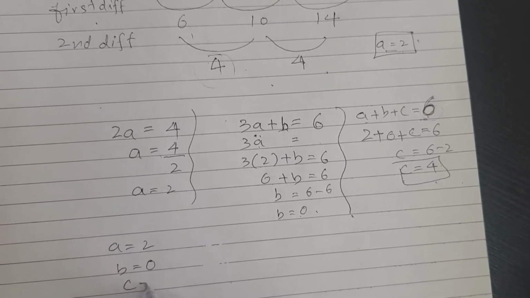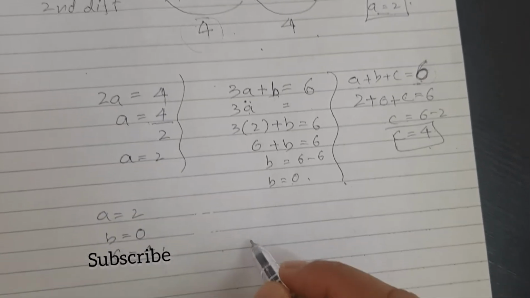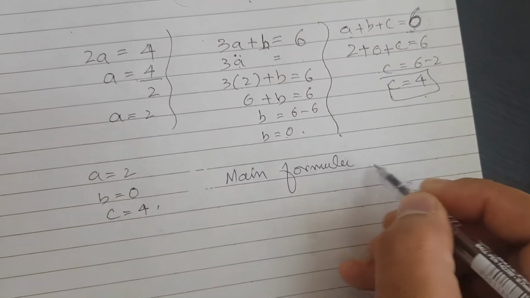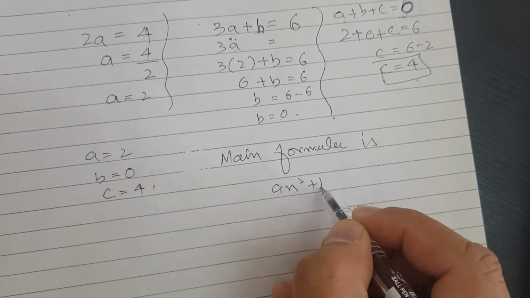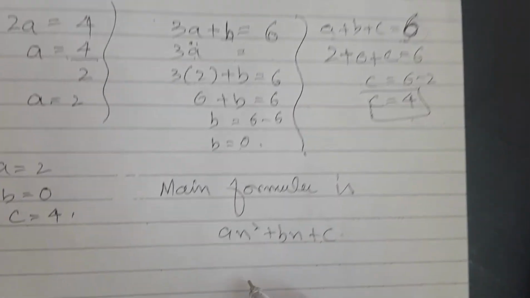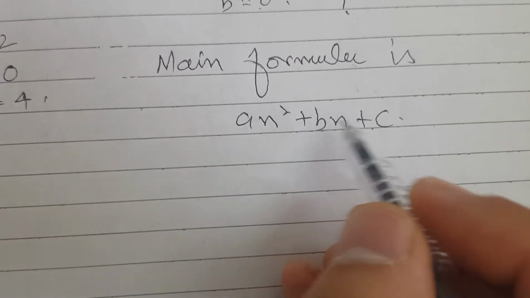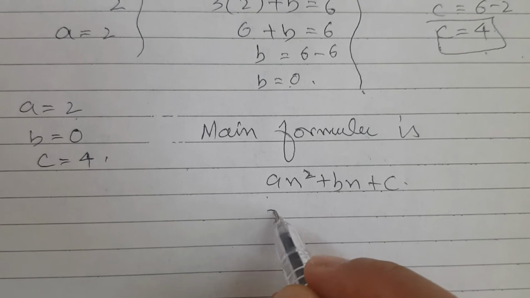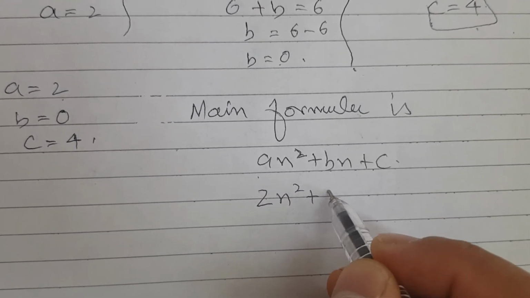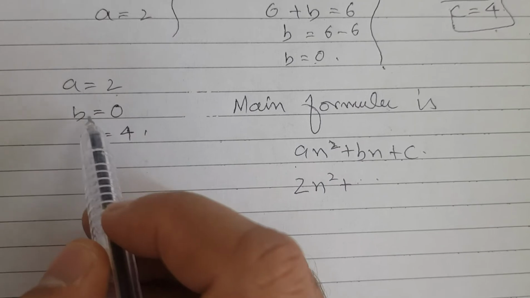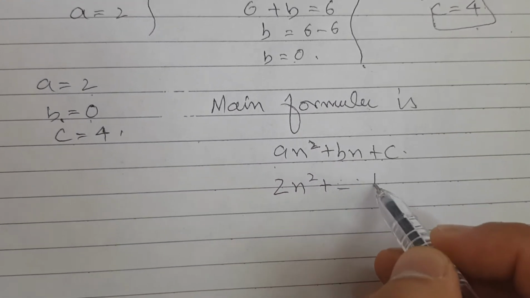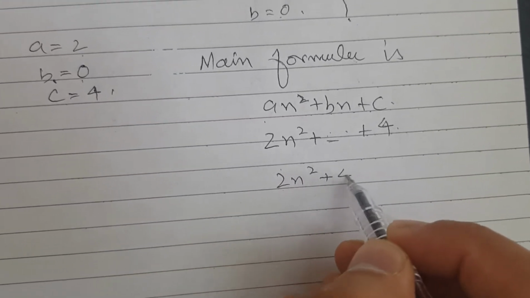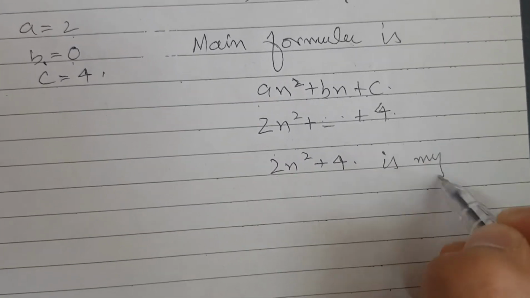The basic formula that we will be using is a n square, the main formula. Let me write it down. The main formula is a n square plus b n plus c. Now I know a is equal to 2, so I'll put 2 here, 2 n square, plus b. Now b is equal to 0, so 0 times n is 0, so I'm not writing anything here, and plus c is equal to 4. Now 2n square plus 4 is my nth term formula.